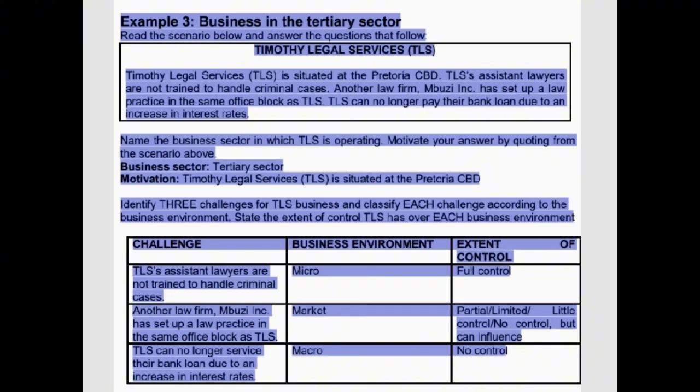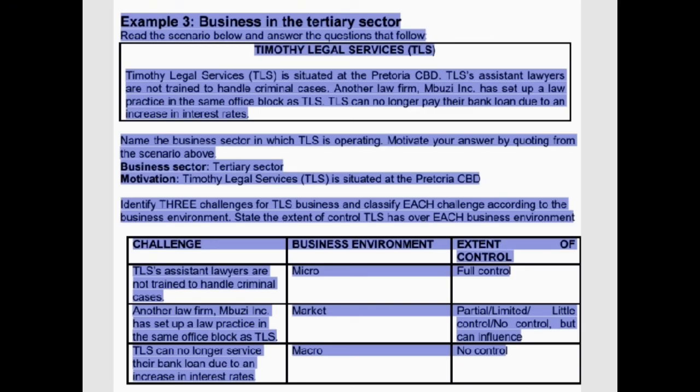Another law firm, Mbuzi, has set up the law practices in the same office block as TLS. That's what? The competitor, which is market. TLS can no longer pay their bank loan due to what? The increase of interest rate. That means that is what? Macro.